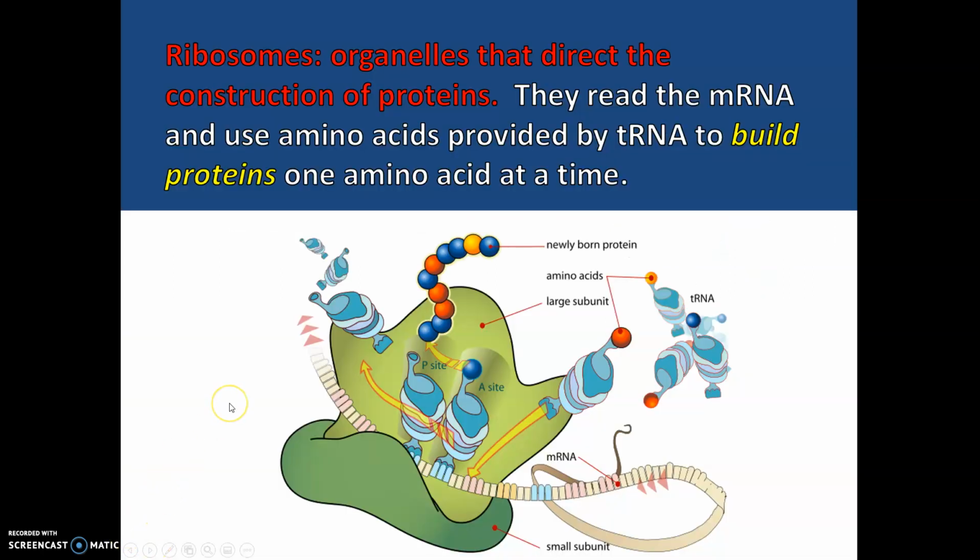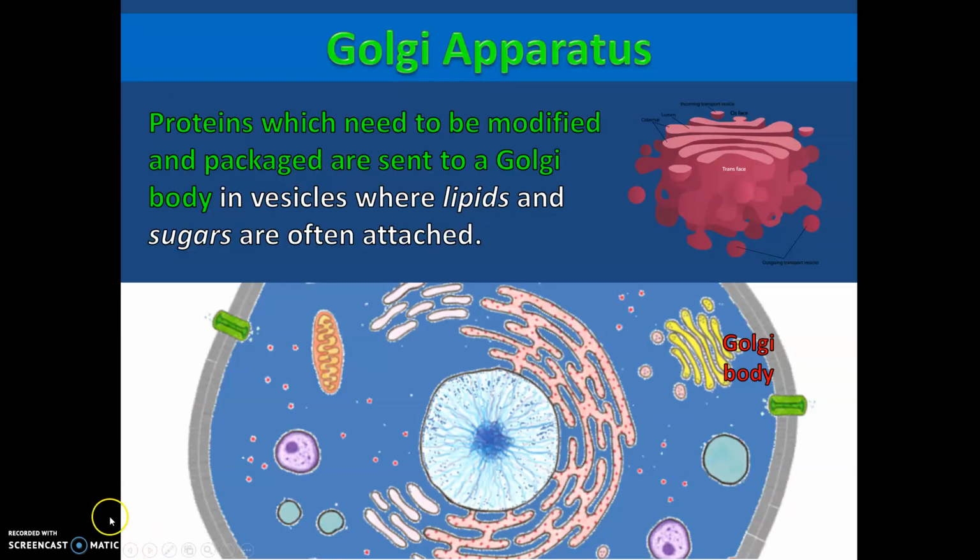So ribosomes are organelles that direct the construction of proteins. They read the mRNA and use the amino acids provided by tRNA to build the proteins 1 amino acid at a time. These proteins that are built might need to be modified, so they go to the Golgi apparatus, the Golgi body, where sometimes lipids and sugars are often attached.